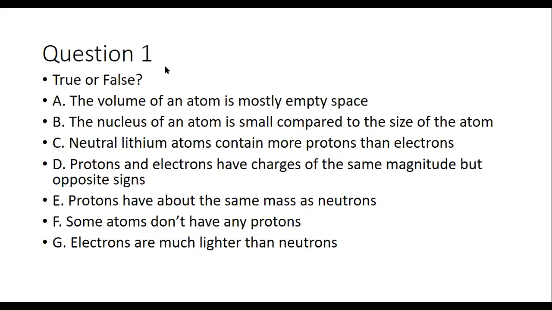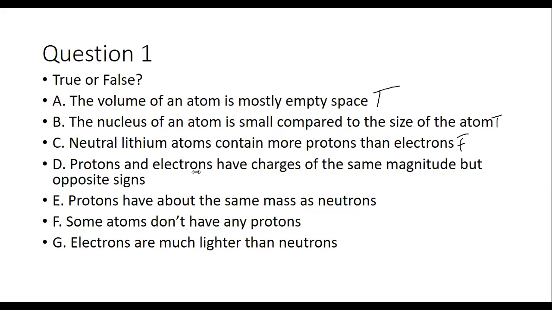All right, so let's take a look at this. It seems, for the most part, we have a good grasp on nuclear theory. One, the volume of an atom is empty space. Yeah, that's true, right? That whole auditorium example I gave. Nucleus of an atom is small compared to the size of the atom. Yep, that's true. Neutral lithium contains more protons than electrons. That is false, right? Remember, a proton has a positive 1 charge, and an electron has -1. Neutral means protons equal electrons. So if it's neutral, they have the same number of protons and electrons.